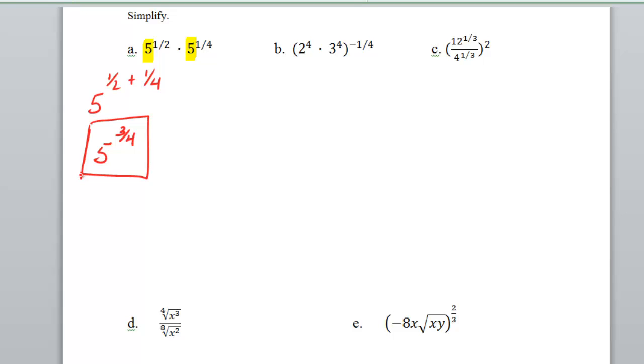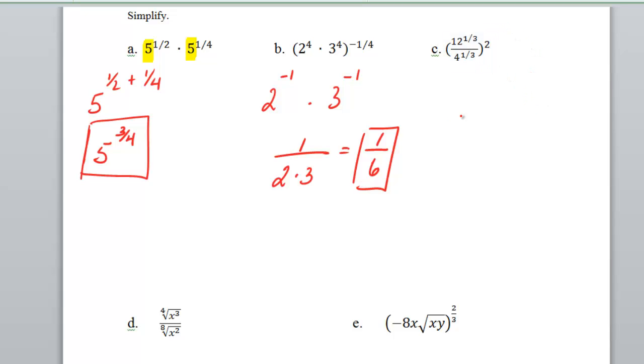In part B, we have a power of a power, so this negative 1/4 would be applied to both parts. So that's going to give you 2 to the negative 1 power and 3 to the negative 1 power. And of course, we want to make those positive exponents as soon as we can. So that's 2 to the first times 3 to the first, which gives us 1/6. Alright. C is a little tricky. C is a situation where you may work backwards in the problem. First thing I'm going to do is I'm going to distribute that power of 2.